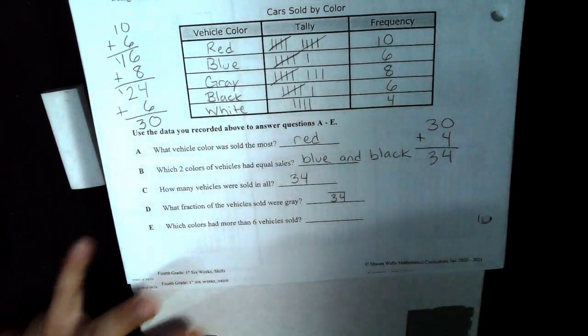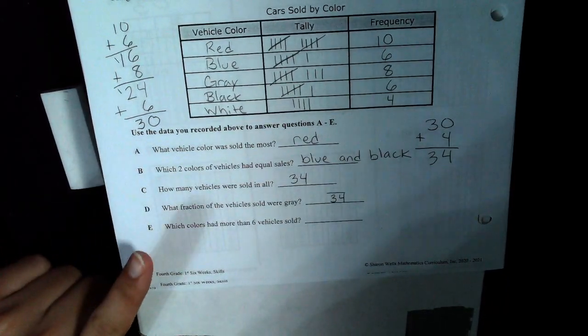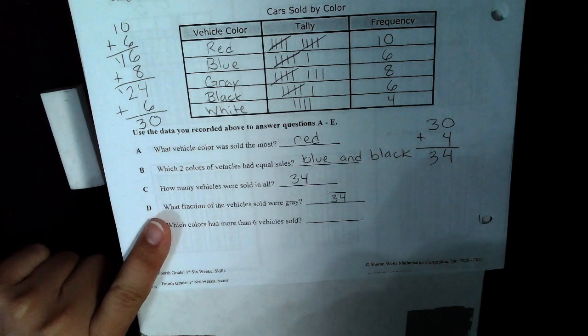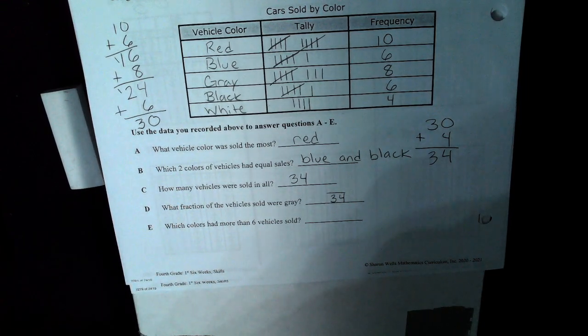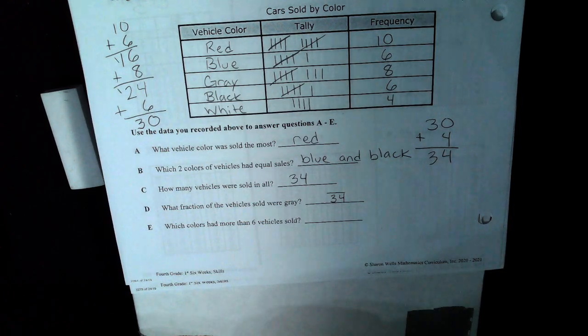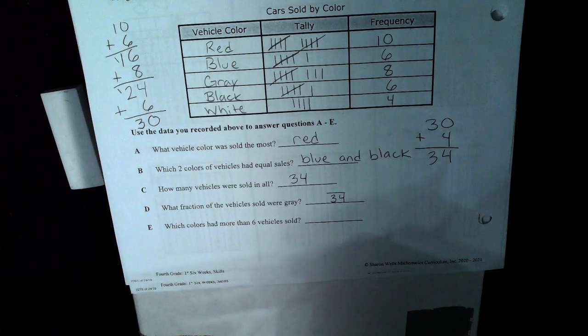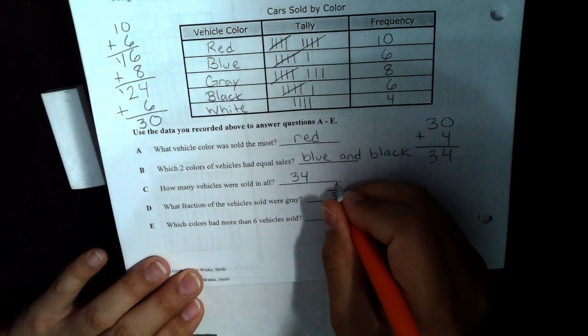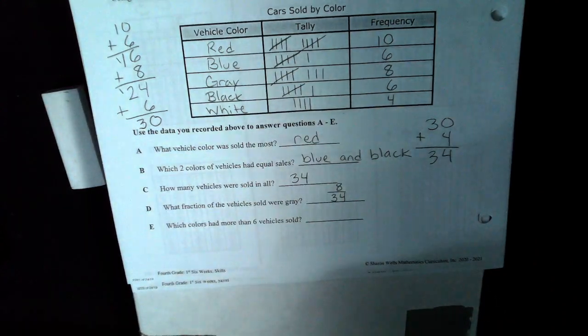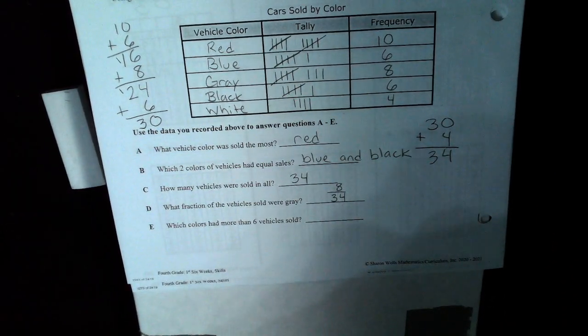Our denominator is 34, but they want a fraction of the vehicles sold that were gray. Out of those 34 cars, who can tell me how many of them were gray cars? Alexa, how many were gray cars? 8. 8 of them were gray. So my numerator is 8. I have 8 out of 34.